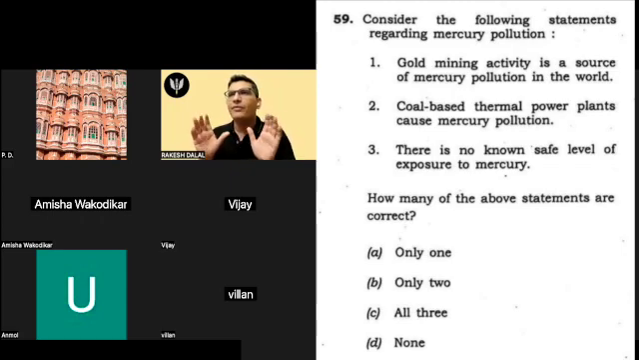If I give you both statements, one says it causes, another says it does not cause. Which one requires more knowledge? It causes or it does not cause? Which one requires more knowledge? It does not cause. And we don't have that knowledge. Yes or no? Yes, sir.